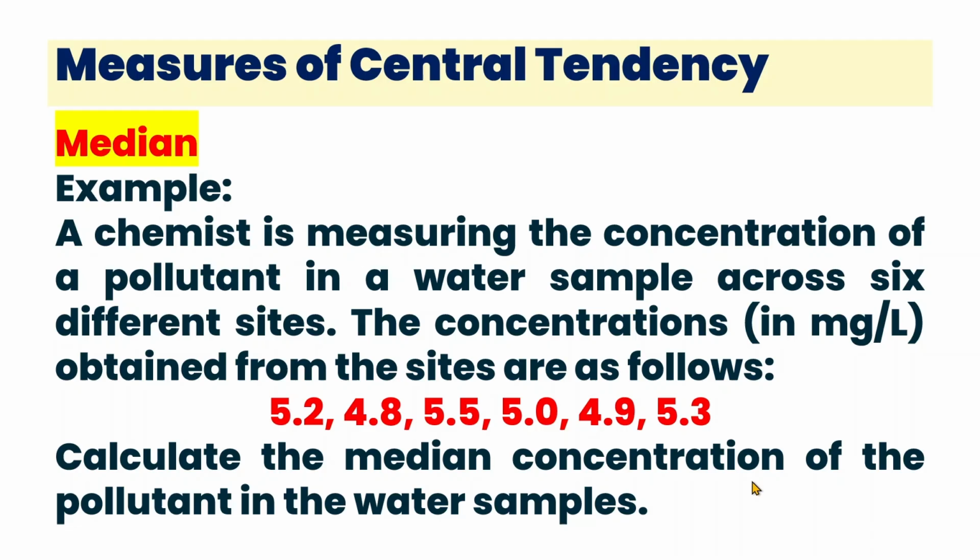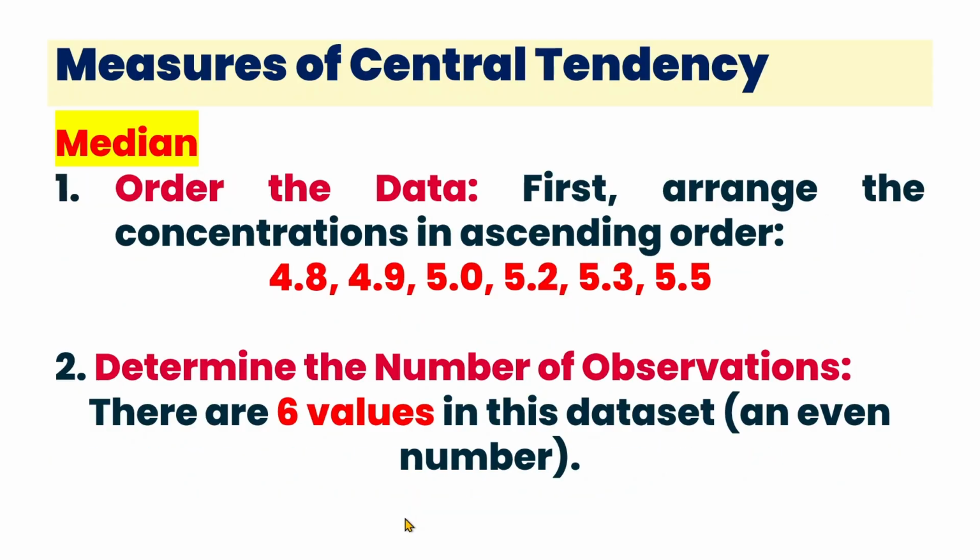So in order to find the median, we must order the data first from smallest to greatest number. Arrange the concentrations in ascending order. So the arrangement goes like this. The least value is 4.8 and the greatest value is 5.5. And after that, count the number of observations. If you count them all, there are 6 observations from 4.8 to 5.5. And 6 is an even number.